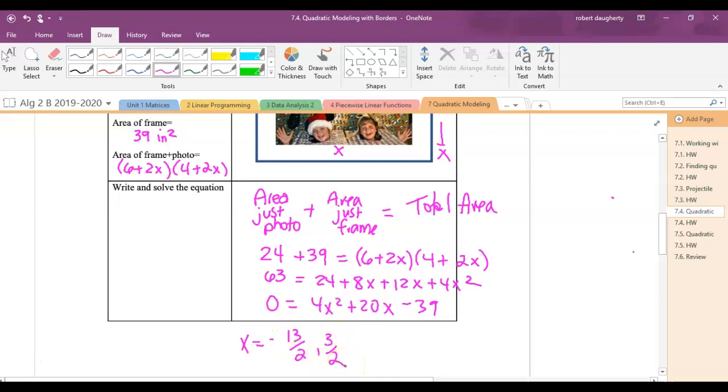What does x represent in this word problem? The width of the frame. One of those makes sense and one of those does not make sense. Which one does not make sense? Yeah, it doesn't make sense for the width of that frame to be negative 13 halves. So what was the question they asked? How wide is the frame? So that's what I need to answer. So the frame is 3 halves or 1 1/2 inches wide. Okay.